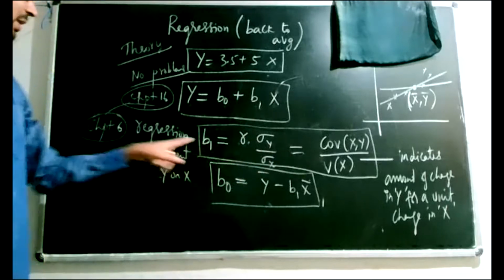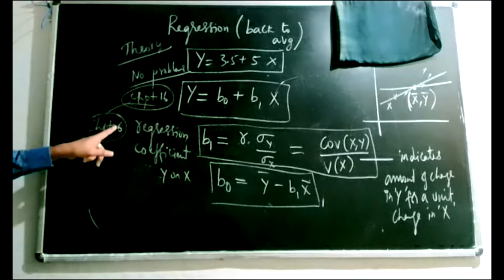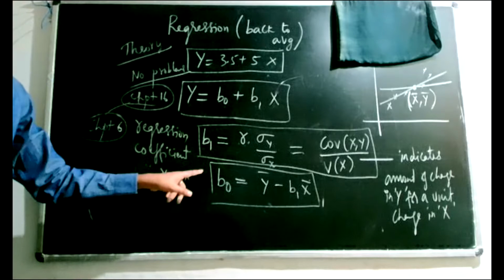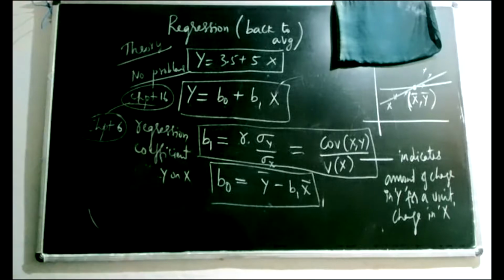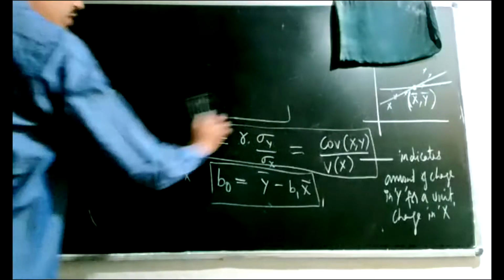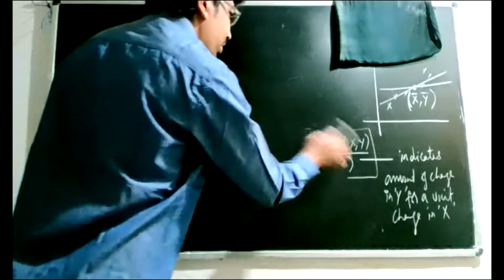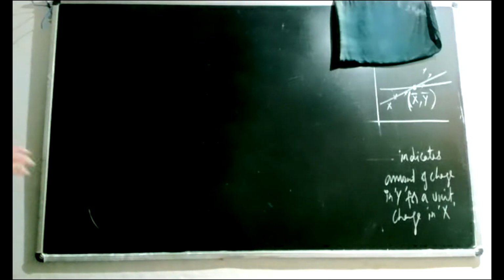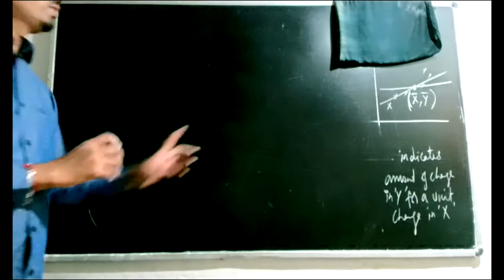So I have used B1 according to your book, but in the other books, you could use notations like alpha, alpha 1, beta, beta 1, or you could simply use M and C also. So I'll stop the session here today. So we'll look into the problems on correlation. So I'll show the procedure for one problem. I'll use both the formulas.